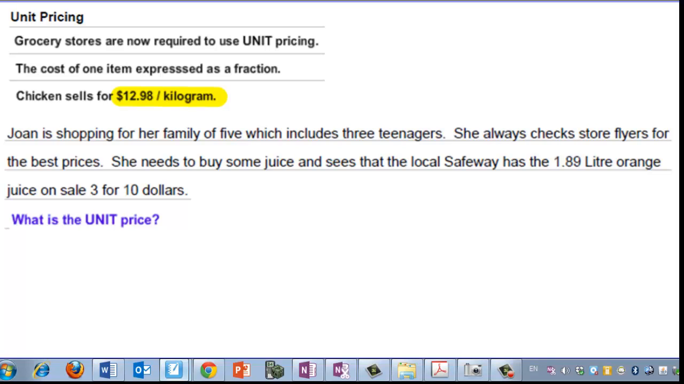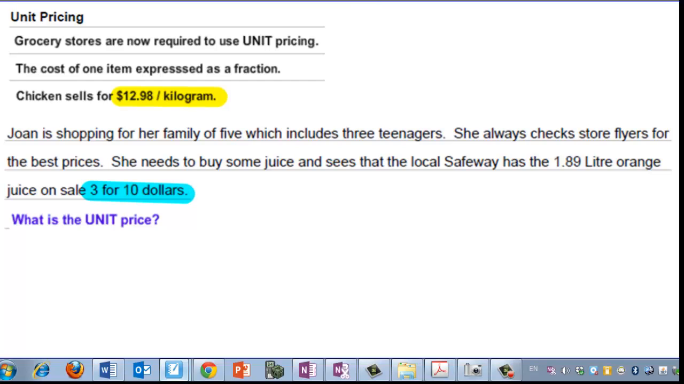Joan is shopping for her family of 5, which includes 3 teenagers. She always checks store flyers for the best prices. She needs to buy some juice and sees that the local Safeway has the 1.89-liter orange juice on sale for 3 for $10. That is what we need to examine when we're calculating the unit price.